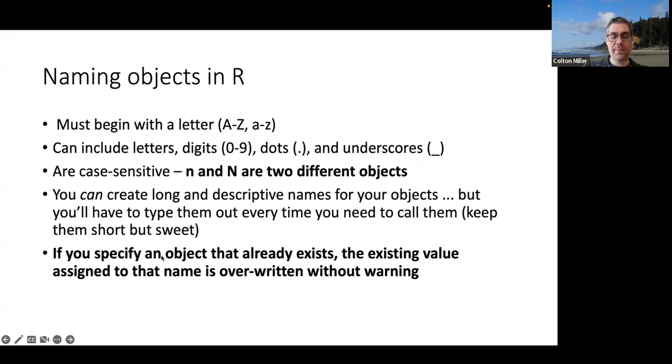And then finally, if you specify an object that already exists, say little n equals 5, and then I assign little n to 6 later on, little n would be 6 from there on. Little n was 5, but it's no longer 5. I assigned it to 6 afterwards. It overwrites what it was previously assigned to without any warning. You told me little n was 6 now, and unless you tell me otherwise, I'm just going to stick with that.